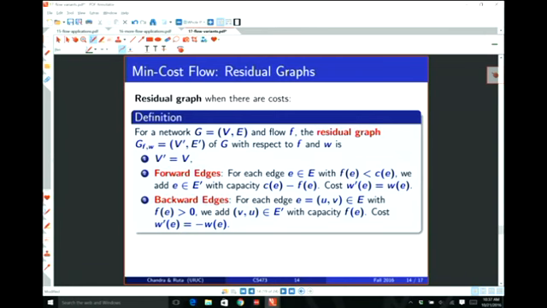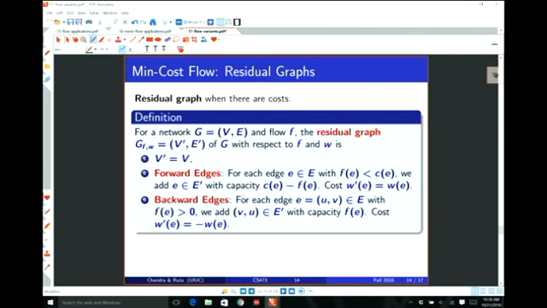What does a forward arc mean in the residual graph? It means that we can send that much flow more. There is so much capacity left on the arc, right? The current flow is Fe. We still have Ce minus Fe capacity left on that arc. So in the cost regime, the cost of the arc doesn't change in the residual graph if it is a forward arc, because we're trying to increase flow on that.